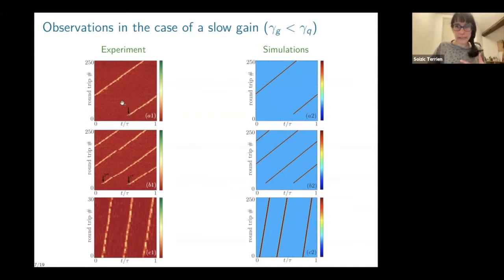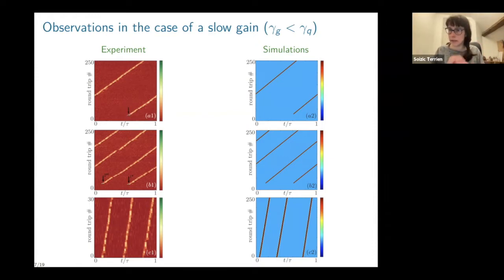So what it means is that the x-axis corresponds to what happens during 1 delay time tau, and the y-axis corresponds to the number of round trips in the feedback loop. And the output intensity of the laser is represented by the color scale. So here, for experimental results, we see what happens when we send 1 external perturbation.